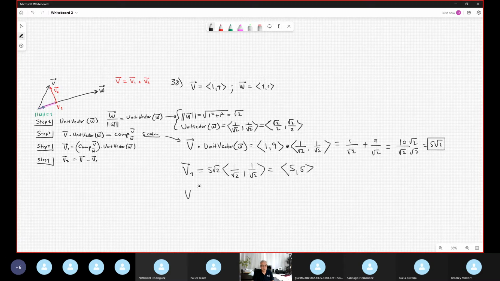And B2, the last step, is B minus B1. B is 1, 9, minus 5, 5. So 1 minus 5 is negative 4, and 9 minus 5 is positive 4. That's it.